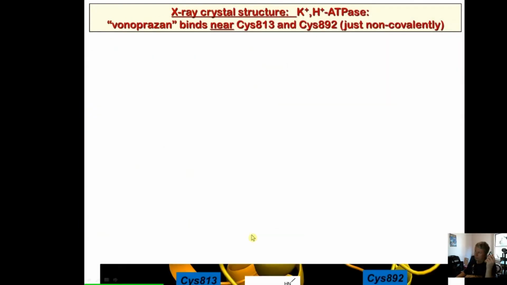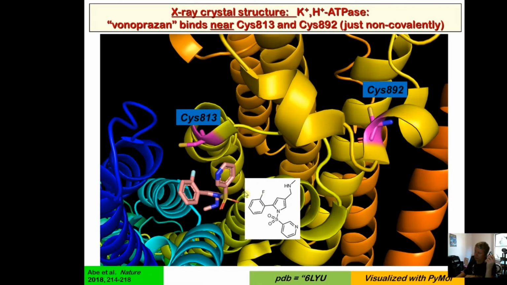Okay. So this shows a slightly different perspective of how the drug sits, and it shows where those cysteines are that would actually interact with omeprazole, for example. So the cysteines actually bind to omeprazole and permanently attach. So it's near them, it just doesn't bind to them covalently.